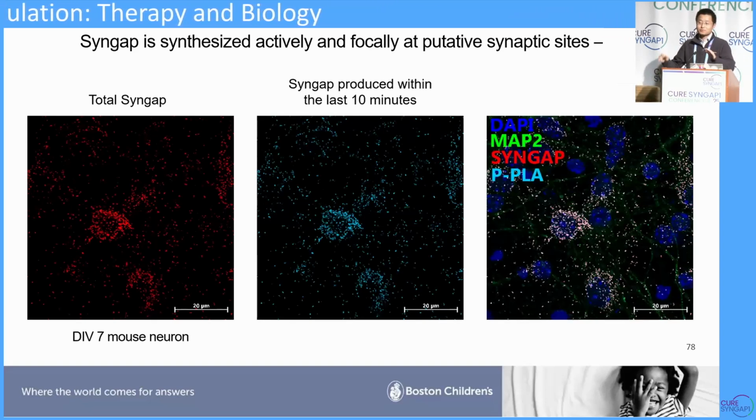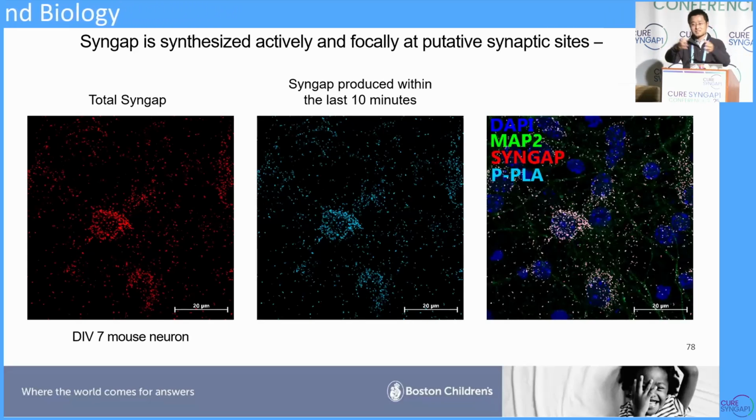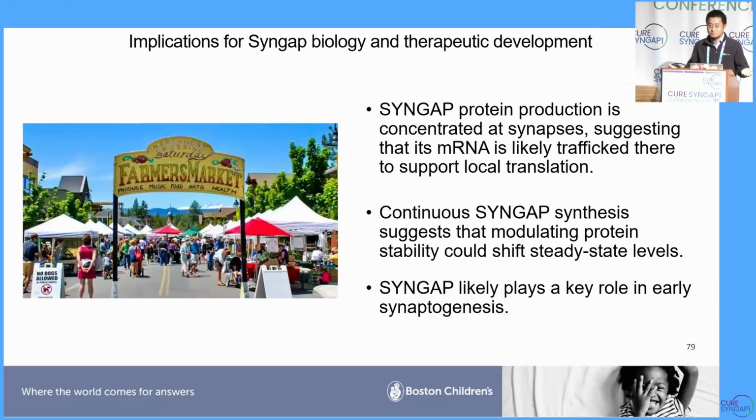Our lab has two favorite genes, KCC2 and SYNGAP, and we contrast them. KCC2 is like the iPhone in your pocket: it's produced in a central factory and shipped around. SYNGAP, on the other hand, we like to think of as a farmer's market, right? It's produced locally and consumed locally at the synaptic site.